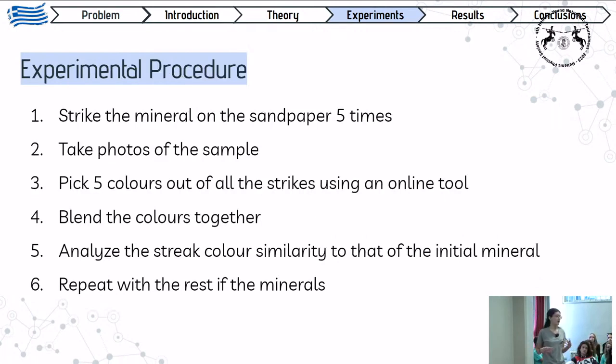Now, moving on to our experimental procedure. What we did is that we took the pieces of the minerals and we stroked them on sandpaper 5 times. We took pictures of the samples. We used a color picker to pick 5 points on each of the 5 streaks, blended the colors together in order to get the color of the streak, and then we analyzed the colors. Next slide, please.